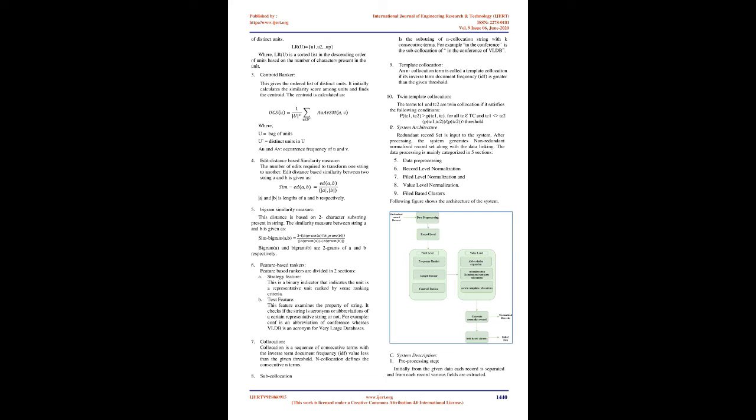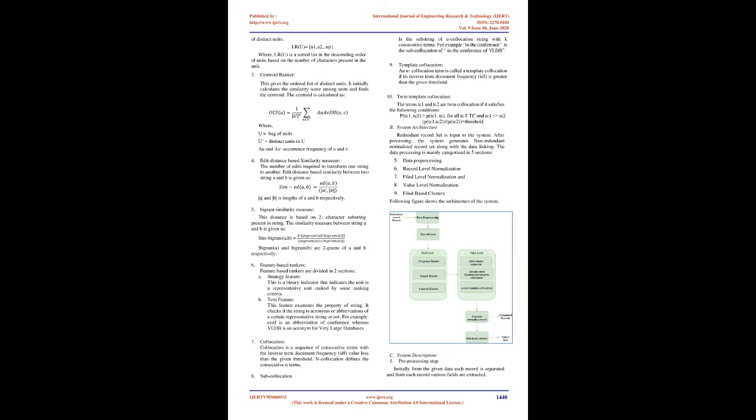4. Proposed methodology. A. Preliminaries. 1. Frequency ranker. The frequency ranker ranks the most occurred unit U in the list of distinct units. Fr(U) equals U1, U2, ..., Up, where Fr(U) is a sorted list in the descending order of units based on the occurrence frequency.